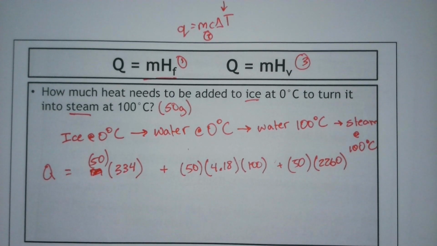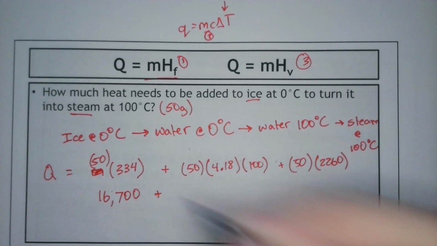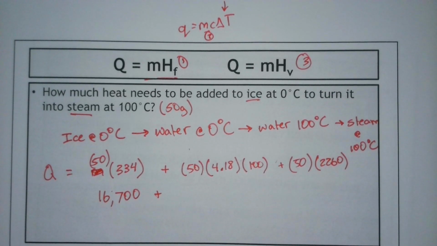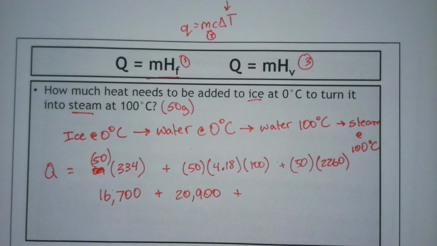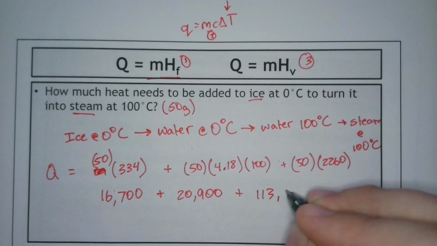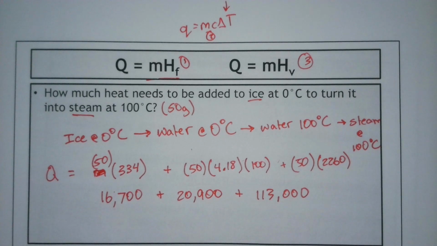All right. And now we're going to add all of this together. 50 times 334, 16,700. 50 times 4.18 times 100, 20,900. 50 times 2260, 113,000 joules. You'll notice this last step is the one that takes the most energy.